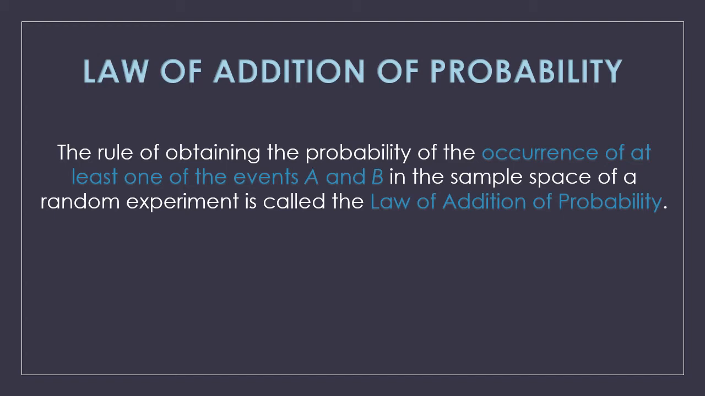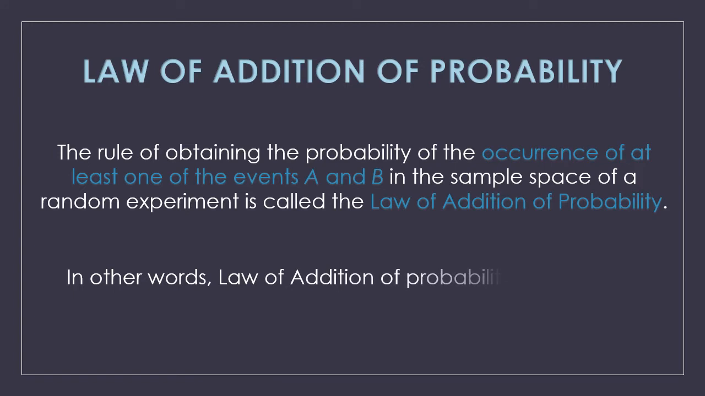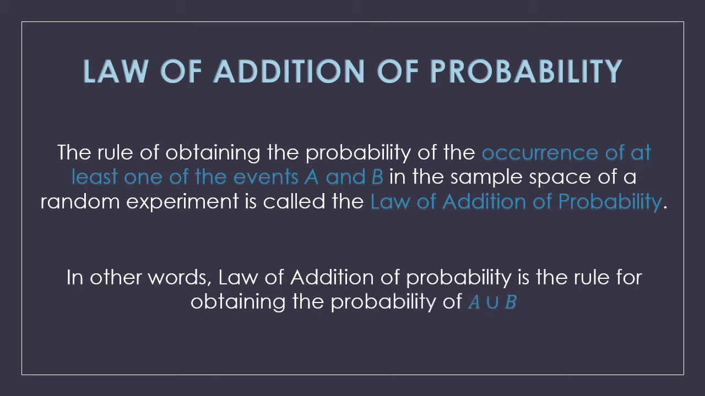Now, if you recall my earlier video about events, you can again check it out on the top right corner of your screen. In that video of events, I explained various events. Among them, one of the events was A union B, and I explained that A union B can be called the probability of selection of at least one of the two events. That means this law of addition of probability is actually a rule which is used for obtaining the probability of A union B. So the law of addition of probability gives us the formula for calculating A union B. How?